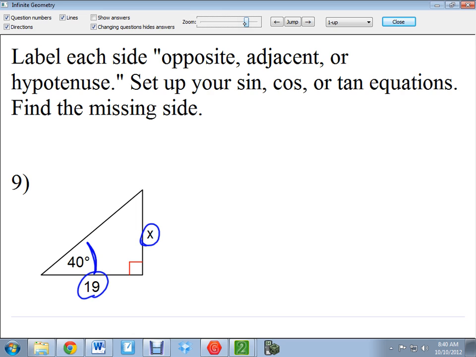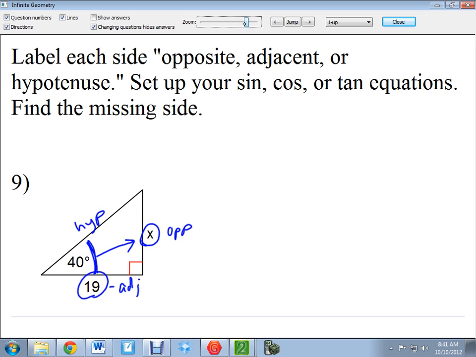But luckily we do have this 40-degree angle in here. So we're going to use trigonometry to find the length of x, and we need to label it based off the angle that we know. That is 40, so therefore x is the opposite side of 40. The hypotenuse is across from the 90-degree angle, and that leaves the 19 left for the adjacent side.